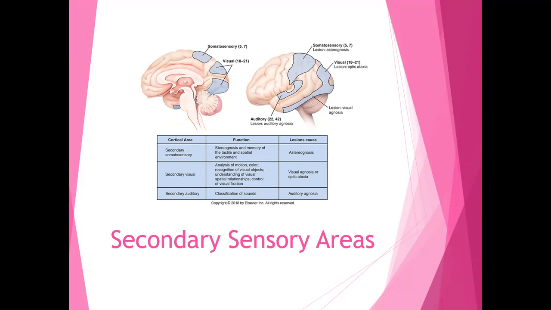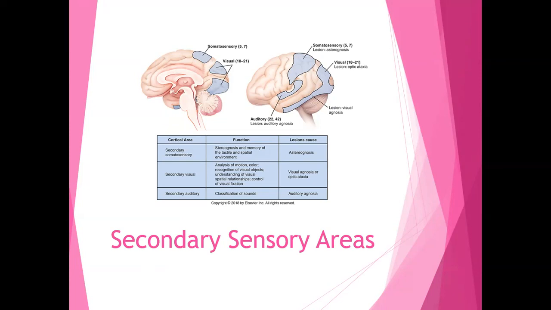There are a lot of different things that could cause that loss of that particular function. But we're talking about the cerebrum, and so cerebral lesions in the secondary somatosensory cortex cause that. In the secondary visual cortex, we analyze motion, color, actually recognizing visual objects, understanding of visual spatial relationships, and controlling visual fixation. So when you have a lesion in the secondary visual cortex, you get visual agnosia or optic ataxia.